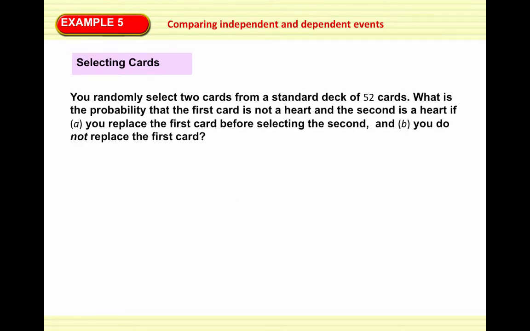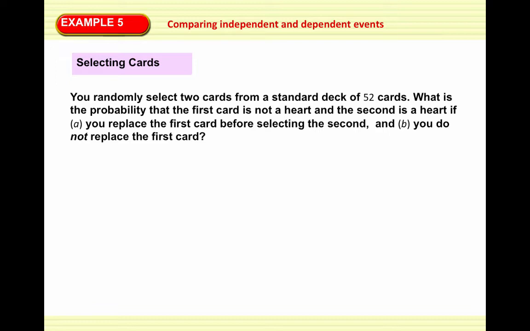Okay, so let's compare independent and dependent events and see how just subtle changes can give us a different scenario. You randomly select 2 cards from a standard deck of 52 cards. What is the probability that the first card is not a heart and the second is a heart if you A, replace the first card before selecting the second? So you get the first card, note what it is, put it back in, shuffle your deck again, and so in both the first draw and the second draw, you've got all 52 cards.